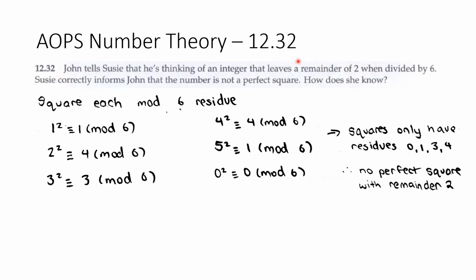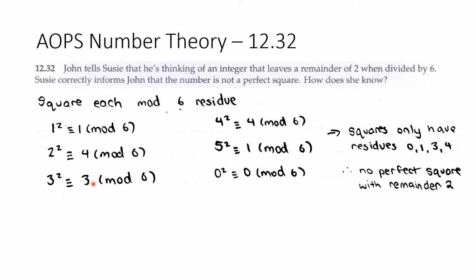AOPS number theory 12.32. John tells Susie that he's thinking of an integer that leaves a remainder of 2 when divided by 6. Susie correctly informs John that the number is not a perfect square. How does she know? So first we're going to square each modulo 6 residue. So 1 squared leaves a residue of 1. 2 squared is 4.